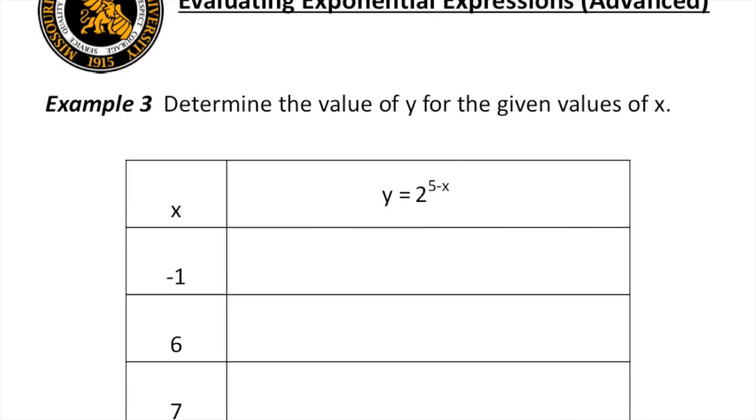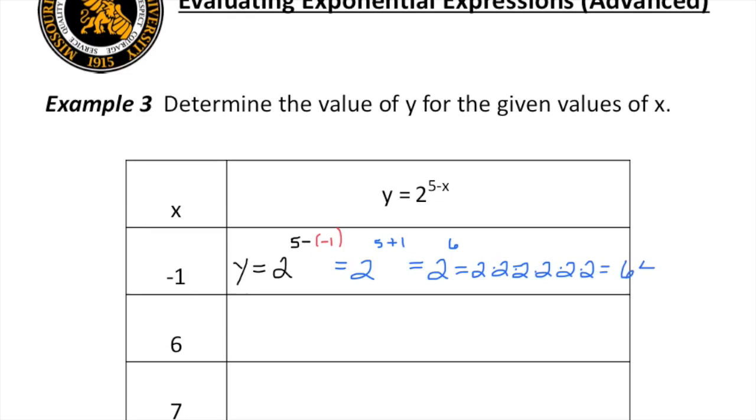In example 3, our equation is y equals 2 to the 5 minus x power. Evaluating this equation for x equal to -1, we have y equals 2 to the 5 minus -1 power. 5 minus a negative 1 is the same thing as 5 plus 1. So we have 2 to the 6th power. And remembering that that means we have 6 factors of 2 being multiplied together, we see that our final output is 64.